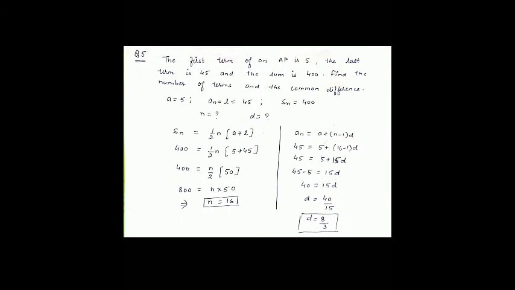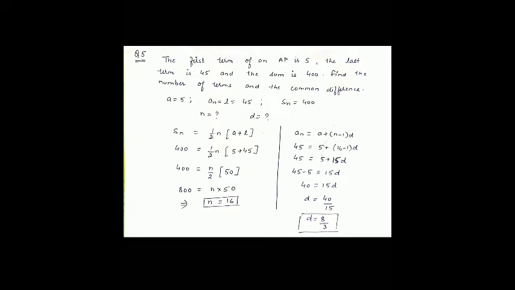I hope you have understood the concept well. Now move to the fifth question. The first term of an AP is 5, the last term is 45, and the sum is 400. Find the number of terms and the common difference. Here a is equal to 5, the last term or nth term is given as 45, Sn is equal to 400. So we have to find n and d.